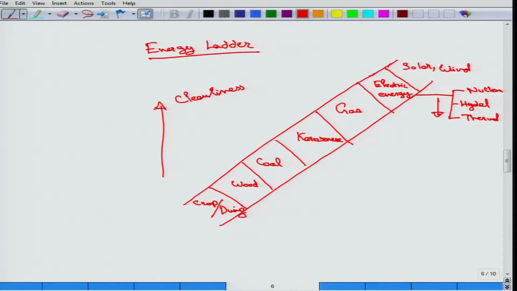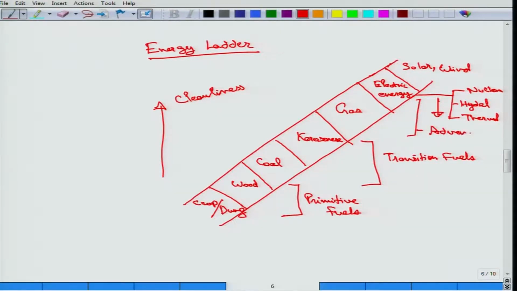This is the energy ladder. These are the primitive fuels here. And these are transition fuels. Transition means they help to produce our better or advanced fuels, I would say. Advanced energy.